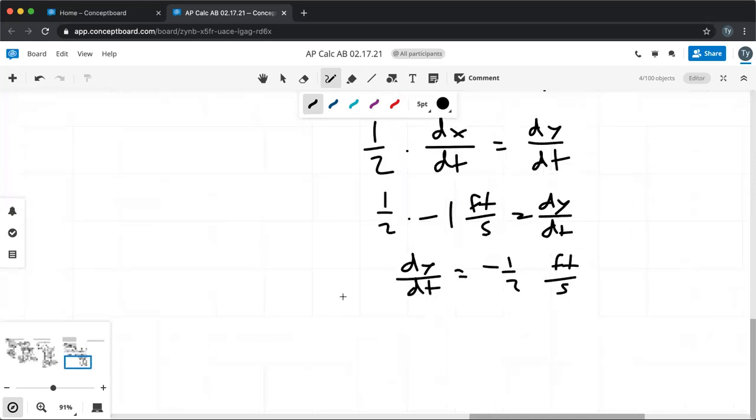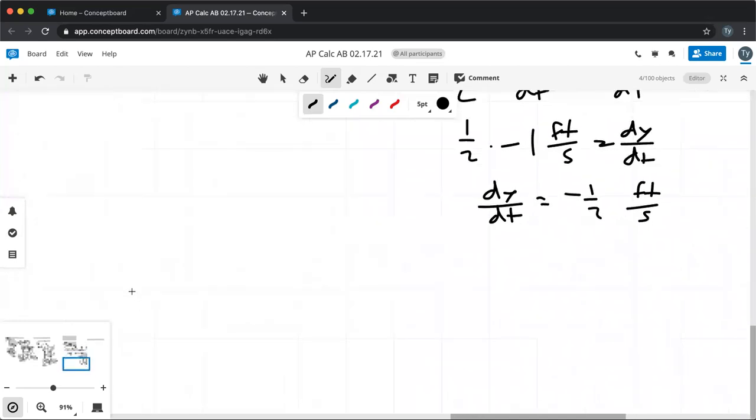So we could say that the length of the man's shadow is decreasing at a rate of 1/2 feet per second when he is 10 feet from the light pole. Or we can generalize this and say, who cares about how far away he is? It's always going to be decreasing at this rate.